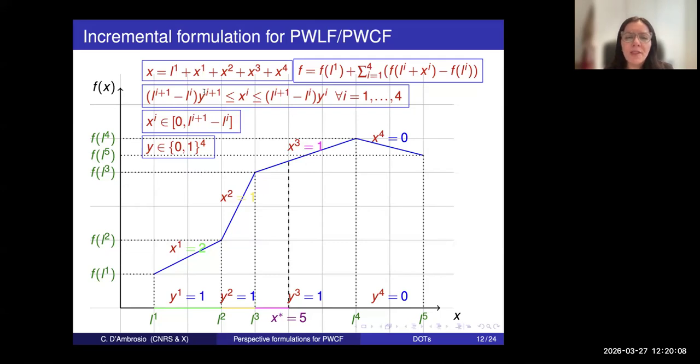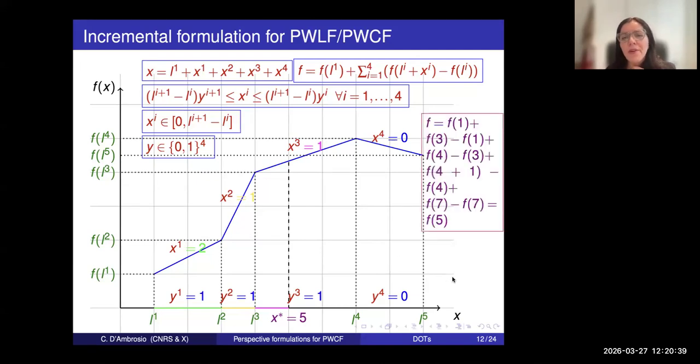And so if we sum up, we have 1, which is the value of L1, plus 2, plus 1, plus 1, plus 0, and it sums up to 5. And so this is the reason why there is this value of the binaries. So the binaries activate all the segments that contribute to the value of x, basically.